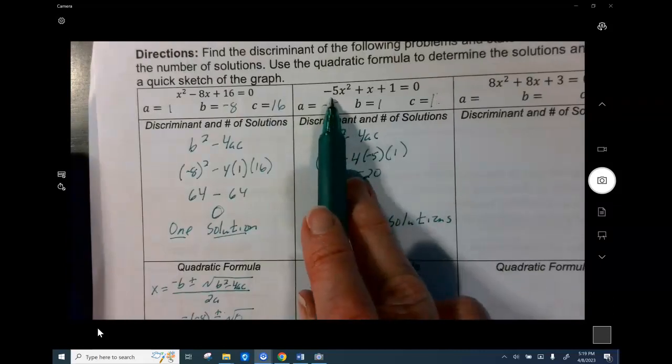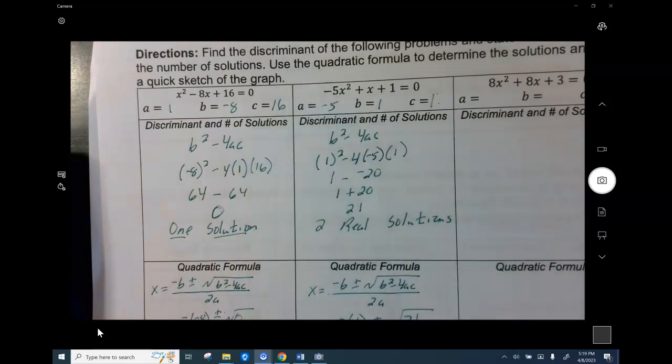Okay, but what it tells us is this, well, and it even kind of tells us, look at this graph. Look at what A is. A is negative, and it's 5. So, of course, it's going to be narrow. Okay, so that makes total sense.